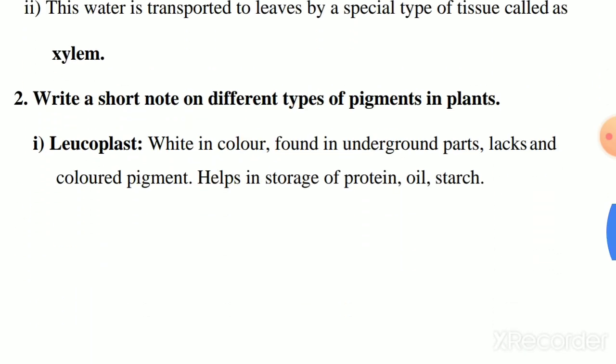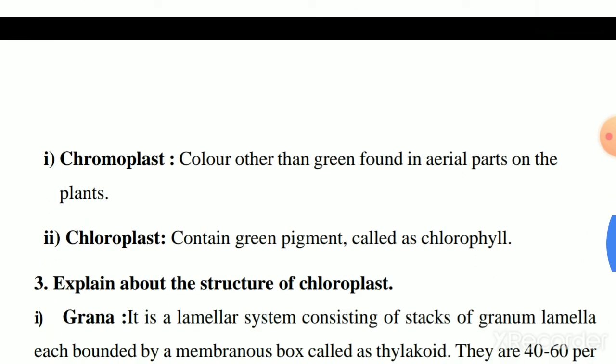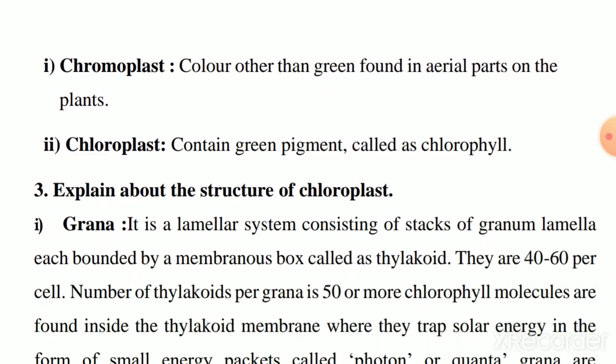And different types of pigments. Leucoplast, white in color, that is underground. Chromoplast, color other than green, means stem and branch. Chloroplast contains green color pigment, is nothing but leaf.